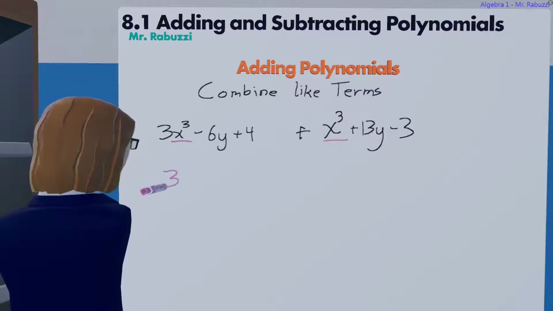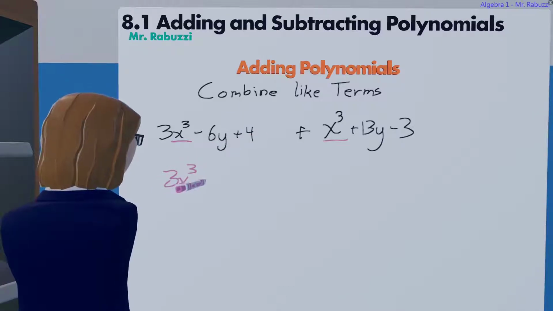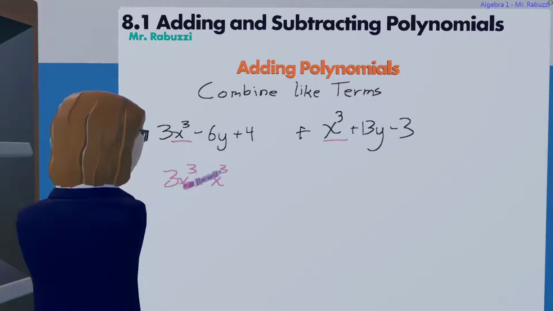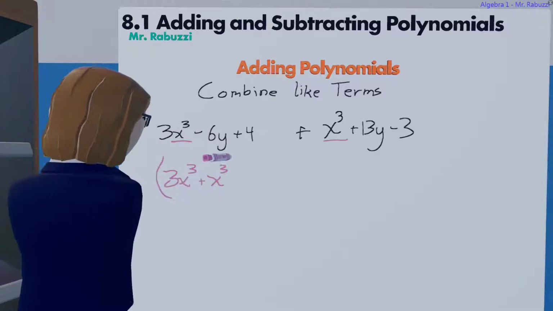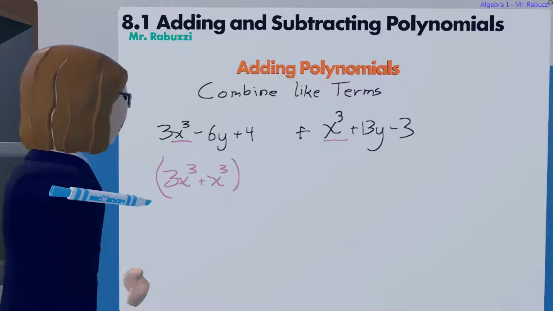We're going to do 3x cubed plus x cubed. Okay, so that's our first piece. I don't see any more x cubes that I could combine. All right, we're going to keep going down the line.